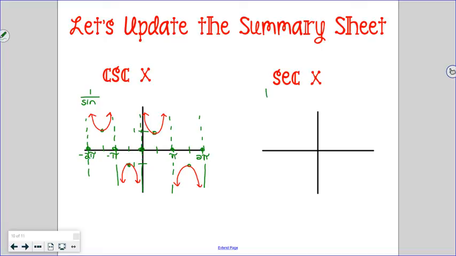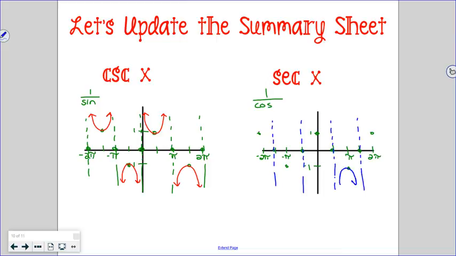And for our secant curve, we should dot out a cosine. Asymptotes, every place it hits our x-axis. Make sure your asymptotes match mine. And parabola away from your midline.